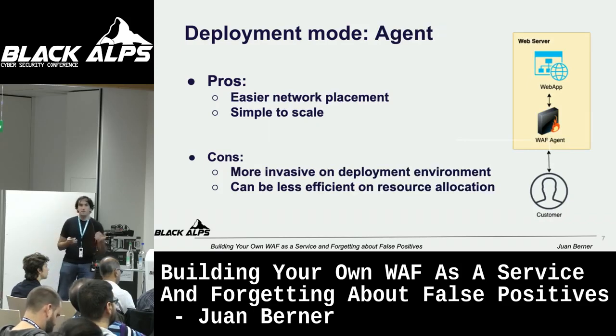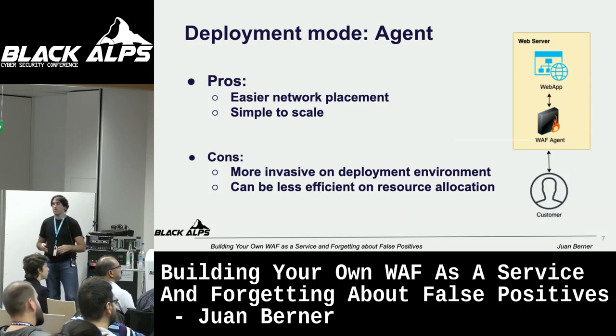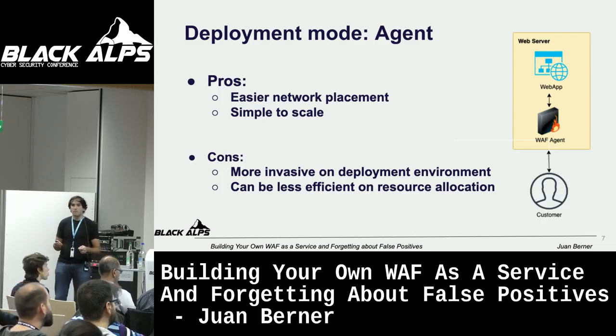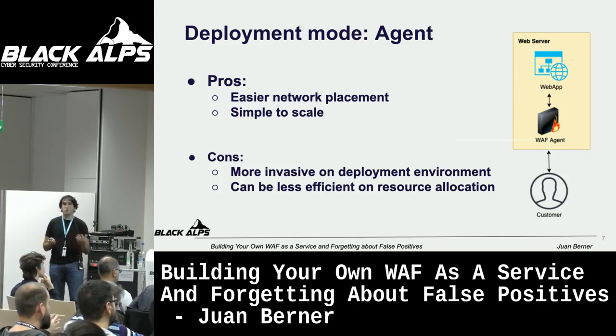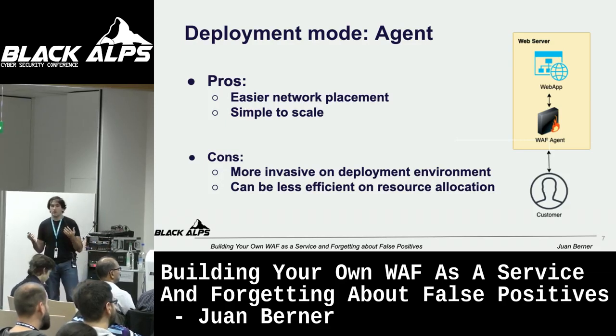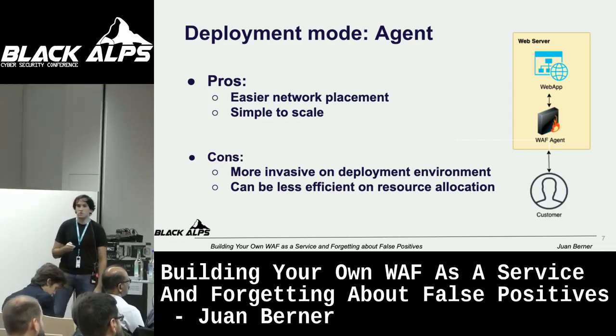A newer deployment mode has been the agent mode. This means that you're basically placing something alongside your web application. In the Kubernetes world, you can imagine a sidecar. In bare metal, it might be a process running on the same bare metal box. But basically, it's very easy for you to scale it because it scales with your web application. But of course, it's a lot more invasive, and depending on how many resources this agent needs, it can become very inefficient to use it.